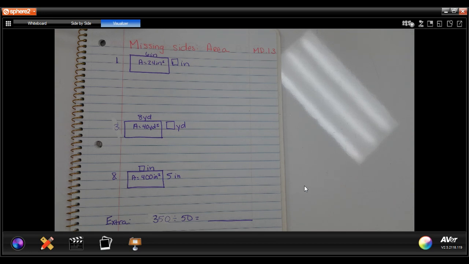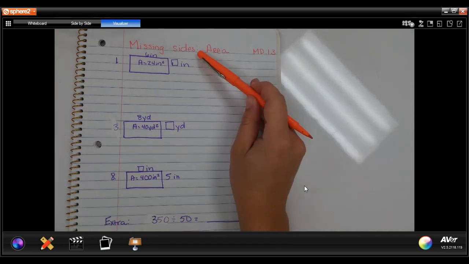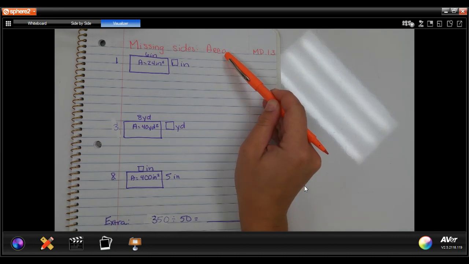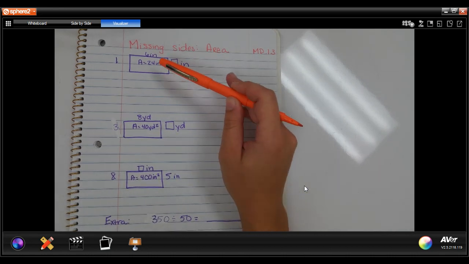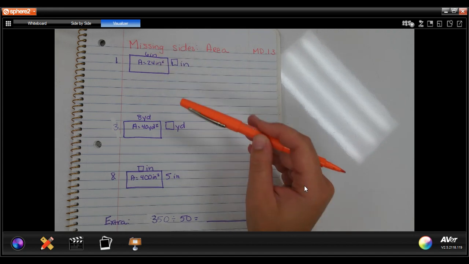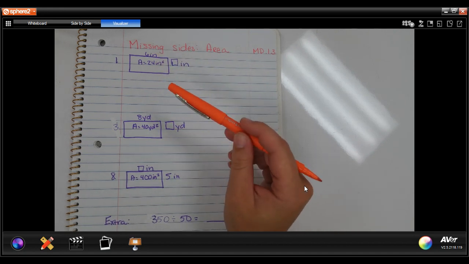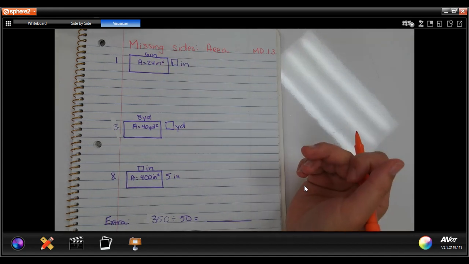In this tutorial video, we will continue our learning on area and perimeter and see how to find a missing side when we are dealing with area. So in all of these problems, we are given the area and either the length or the width, and we have to find either the length or the width that is missing.